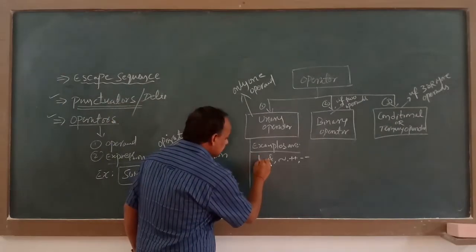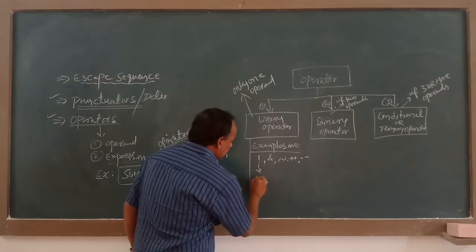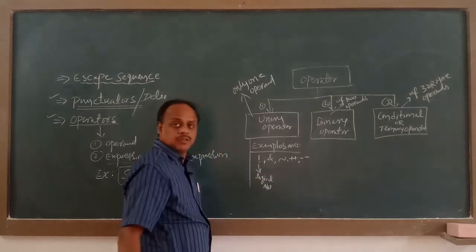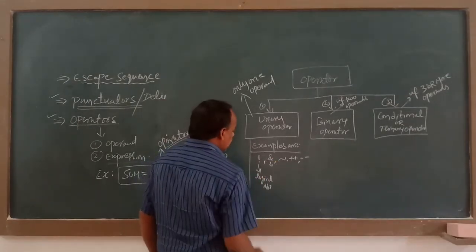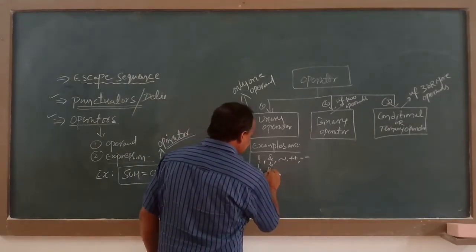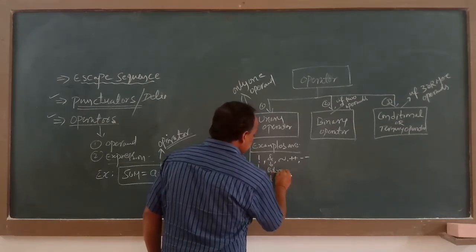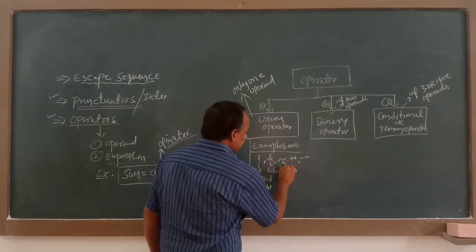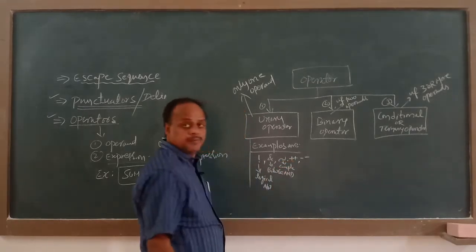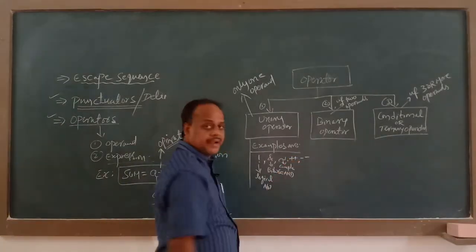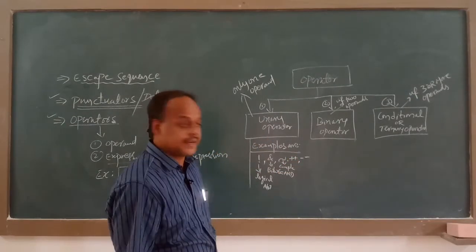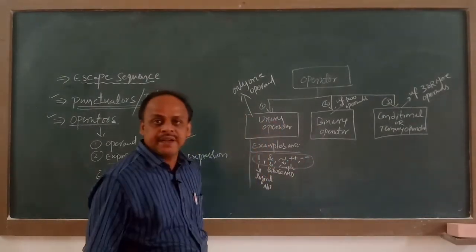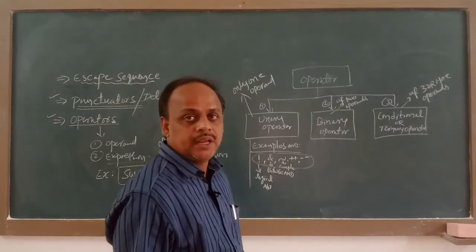The exclamatory symbol is called logical not. This is called bitwise and. And this is called the complement operator. The next one is the increment operator. The next one is the decrement operator. So these are the examples for unary operators.